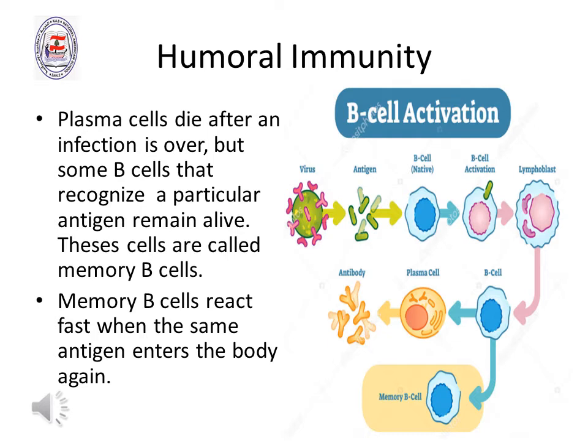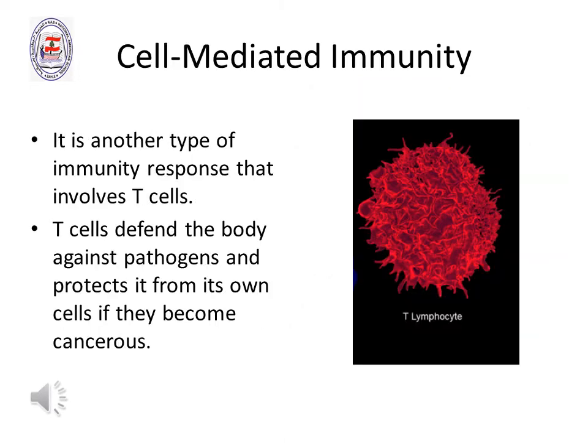For example, if you got the measles, the B cells in your body will make memory B cells that memorize the antigens responsible for the measles. So, if you get the virus again, your body will recognize the antigen and will activate plasma cells immediately in order to fight it. Let's move on to cell-mediated immunity.